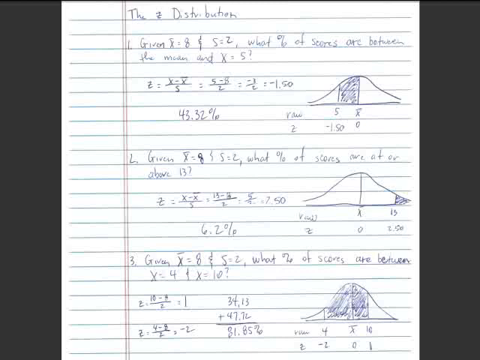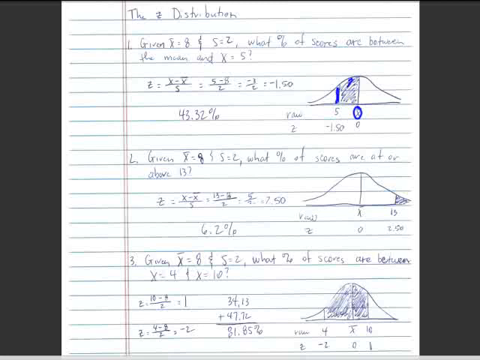This first one: x bar is 8 and the standard deviation is 2, and the question is what percent of the scores are between the mean and x equals 5. All right, so what I've done for you is drawn the normal curve, and I'm going to use blue here. The mean is in the middle, and what is the mean of this data? 8. So where would a raw score of 5 be? It'd be somewhere over here below the mean, so right in here somewhere.